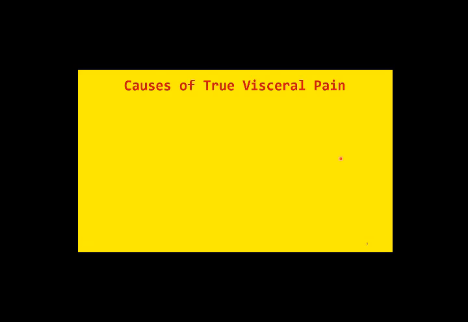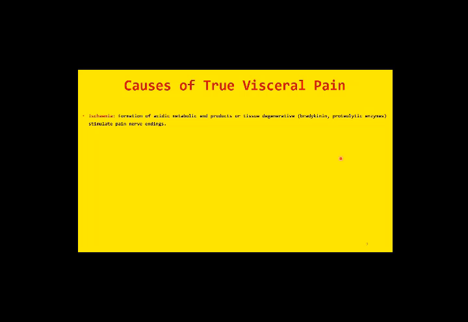Now, what are the causes of visceral pain? The pain arising from the internal organs of the body. What are the events that may lead to true visceral pain? The first and foremost cause is ischemia. And ischemia causes visceral pain. Why? Because this leads to formation of the acidic end products like bradykinin and proteolytic enzymes. And these agents tend to stimulate the pain nerve endings.